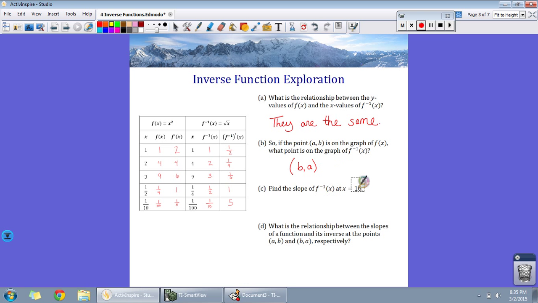Finding the slope of an inverse isn't that hard, especially if you know what the inverse function is. We're just going to plug it into the derivative, which is 1 over 2 square root of x, and that means that this is going to be 1/8.